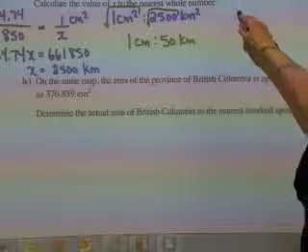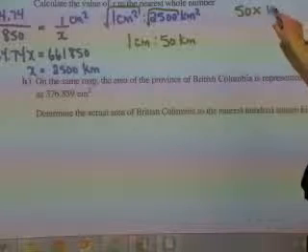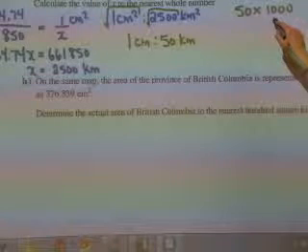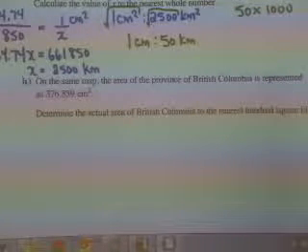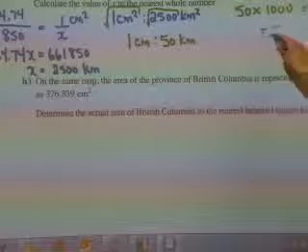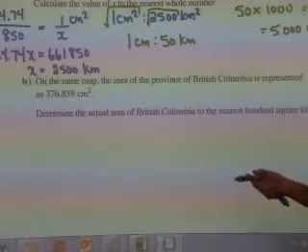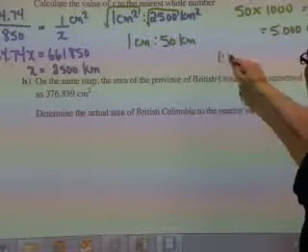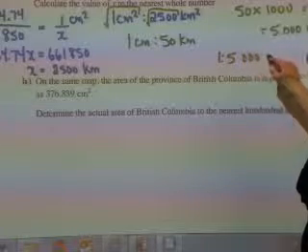Okay. Times by 1,000. So if I multiply by 1,000, that brings me to meters. So that's 50,000 meters. And then if I multiply it by 100, that's a big old number. I get 5 million centimeters. So on the map, it's 1 to 5 million.